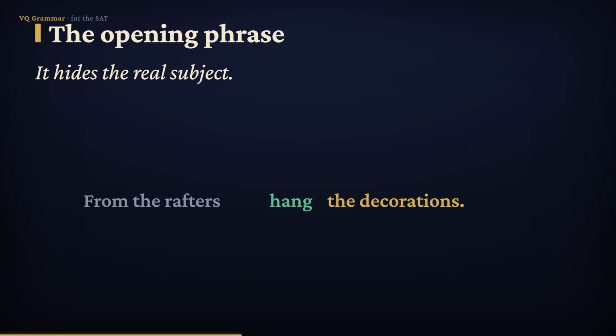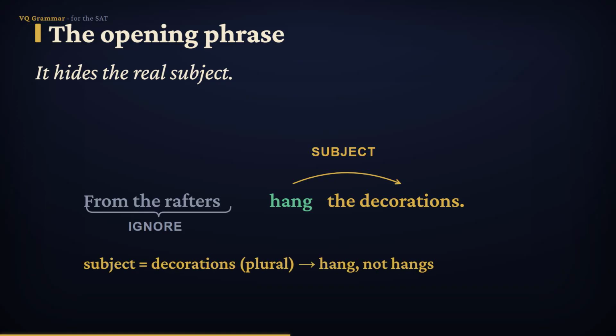One more inverted trap, an opening prepositional phrase. From the rafters hang the decorations. The sentence opens with from the rafters, and your eye lands on rafters right before the verb. But that's a prepositional phrase. Rafters is its object, not the subject. The real subject is decorations, plural, so the verb is hang. Bracket the opening phrase, find the subject after the verb, and agree with that.